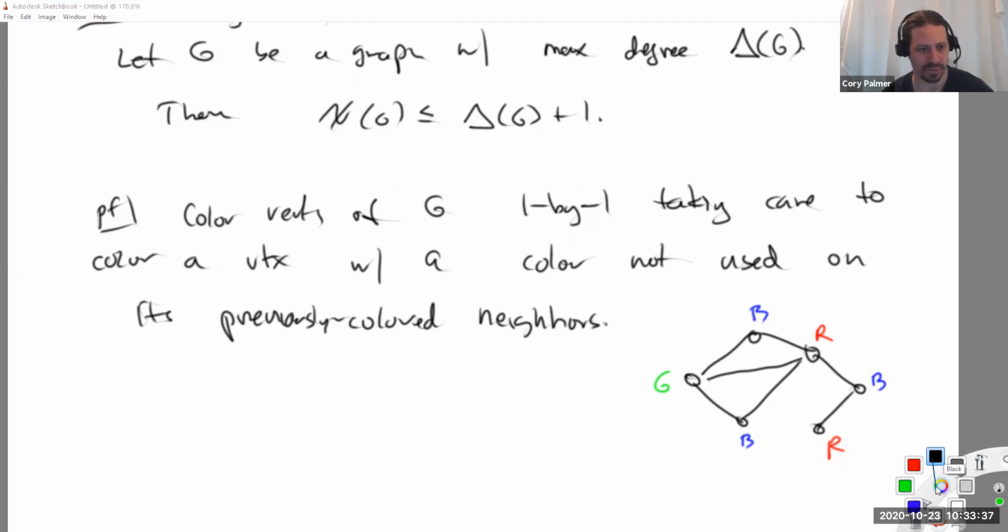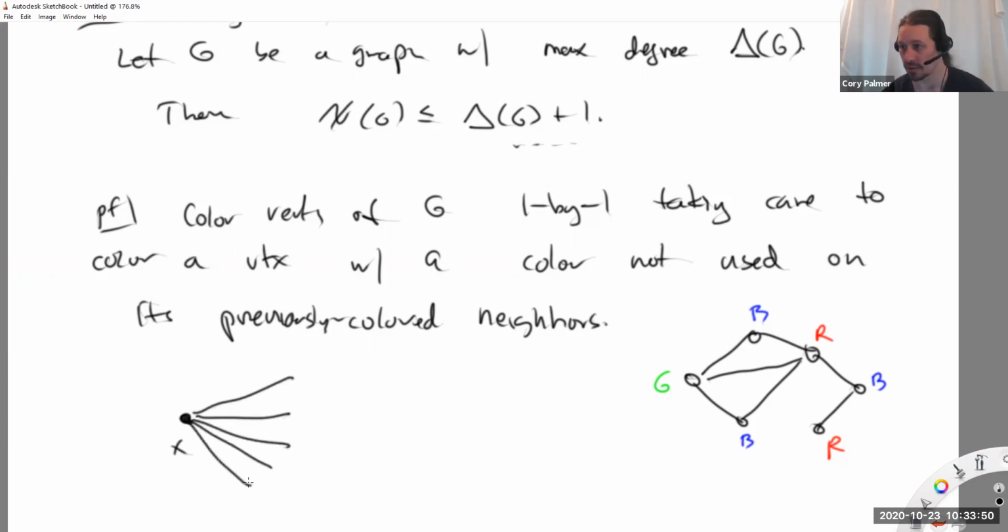And why does this prove that delta G plus one is enough colors? Well, imagine I'm coloring vertex X here. The worst case scenario is that every vertex incident to it was already colored, and maybe they all got different colors, colors 1, 2, 3, all the way up to delta. That's the worst thing that can happen when you get to X. Nothing worse is possible. And so if we have delta plus one colors available, then there's a safe color for this one here. I can put delta plus one on that one and be done. So as long as I've got delta plus one, I'm always safe, okay?